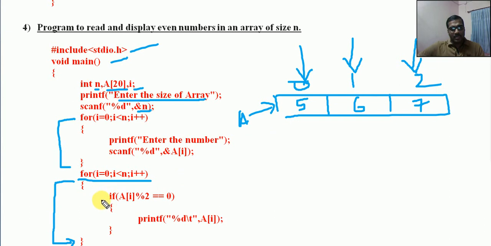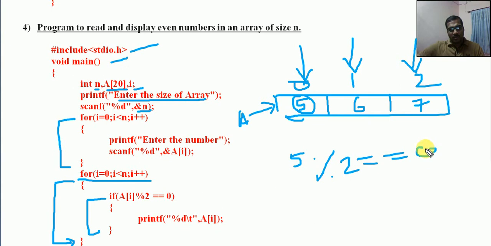Now inside this we are having a comparison. If a of I, first case we will take I equal to 0. If a of 0, that is 5, mod 2 is equal to 0, whether it is correct or not. No, it is not correct, because 5 modulus 2 gives a remainder 1. So it is wrong. So what will happen? This condition is false. It will come out.